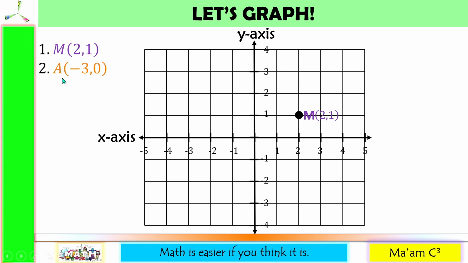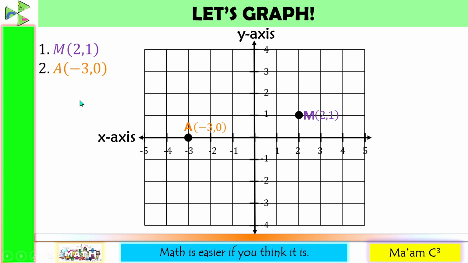Let's have another one. Let's have point A, negative 3, 0. Again, we'll have to start at the origin. This is the x coordinate. Since this is negative, we have to move 3 units to the left. So from the origin, 3 units. This is 1, 2, and 3. Okay. Next, for the y-coordinate, since this is 0, it means you are not going to move up or down. You just have to stay there. So this is now our point A with coordinates negative 3, 0.